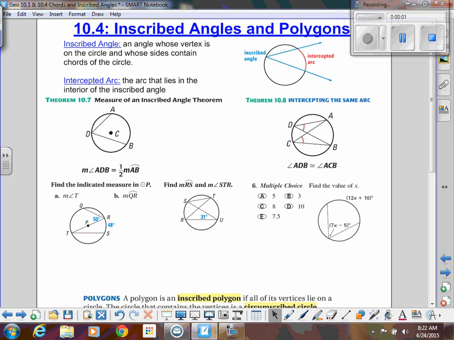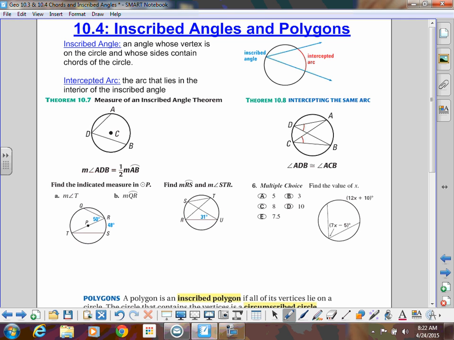Okay, now we are going to talk about inscribed angles and polygons. Let's first discuss these two vocabulary words. Inscribed angle: it's an angle whose vertex is on the circle and whose sides contain chords. So those are the chords that we're talking about. An inscribed angle has to actually touch the circle; the vertex has to touch the circle. Remember, before, with our central angles, the vertices were at the center.